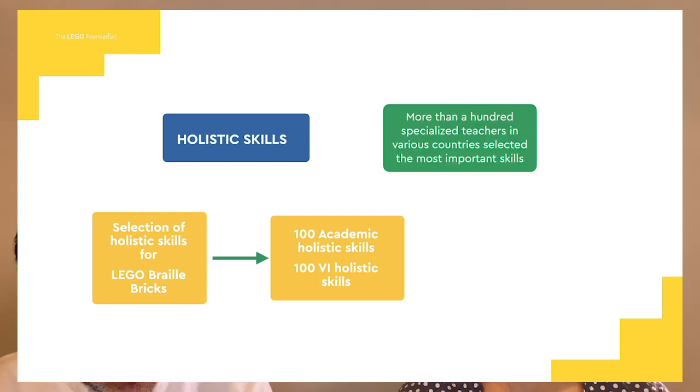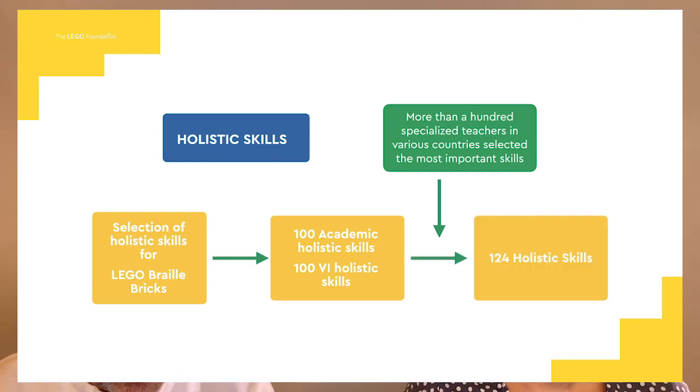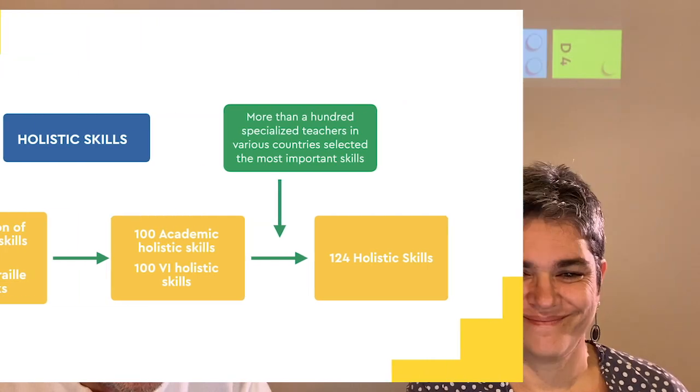So that's why we organized a group of specialist teachers in various countries, and asked them to give us their ideas about the skills we had selected, whether they were relevant for the children they are working with, or if some skills were missing, for example. So we did a long work with them, and we finally reached the selection of 124 holistic skills, which are the skills that are actually on the website, in the pedagogical concept.